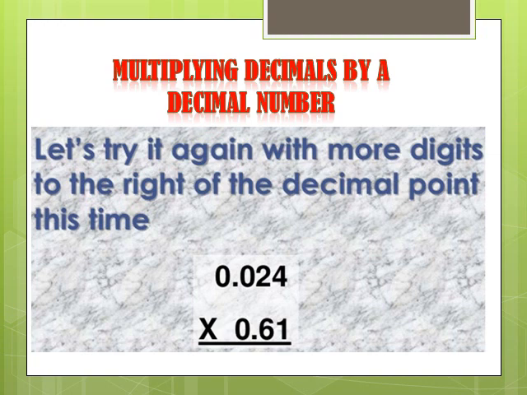The product will be 1464. Then we have five decimal places. Count from the right towards the left, five decimal places, and put a dot. The answer will be 0.01464. Solve it yourself.